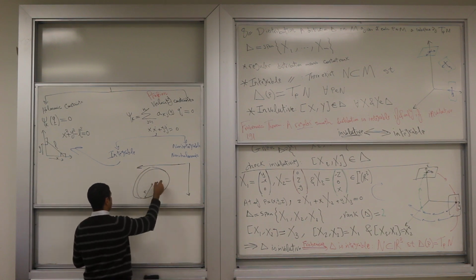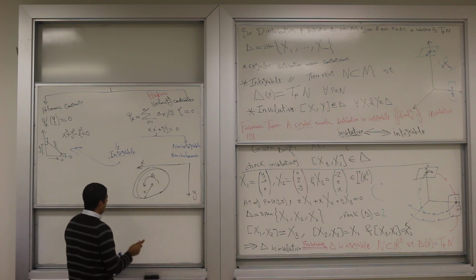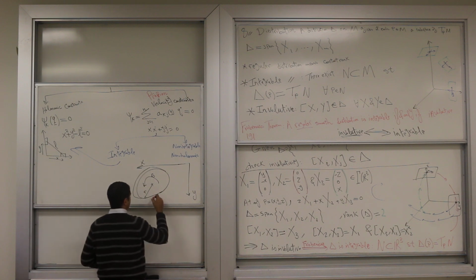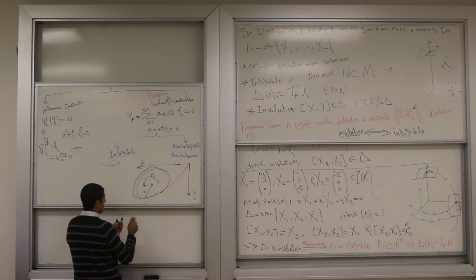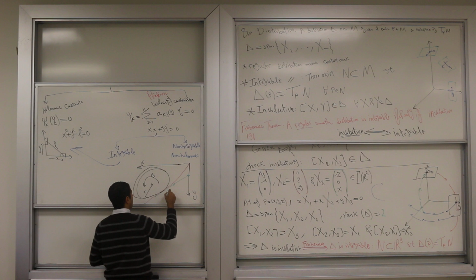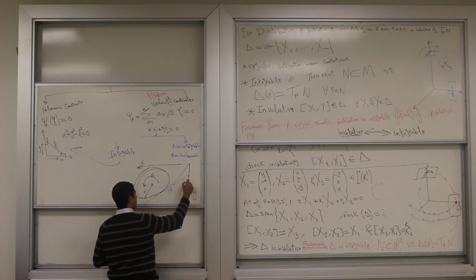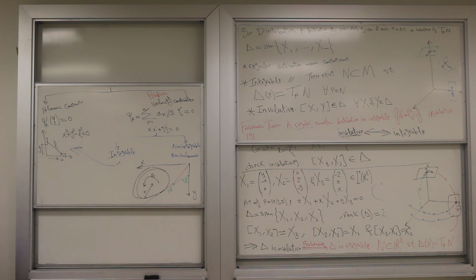So this is R and this is theta. These are X and Y. And this is the tangent. So this is the trajectory. This is the tangent. This is R theta dot. And this angle is phi. Okay? So this is a coin that is rolling without slipping on a surface.